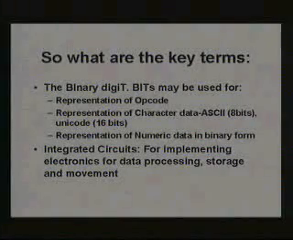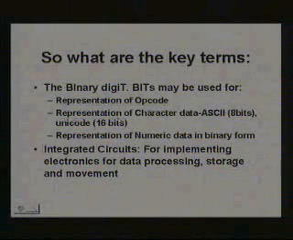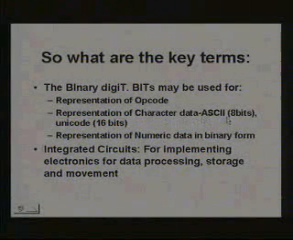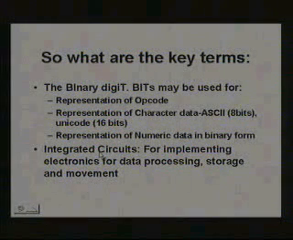So let us try to summarize the basic key terms which are associated with von Neumann architecture. The first basic term in that category is the binary digit, which is responsible for representation of operation code, which is also responsible for representation of character data, which may be ASCII or Unicode, and representation of numeric data. The second key term is circuits, which in today's terms are the integrated circuits, which are associated with any von Neumann architecture of today.